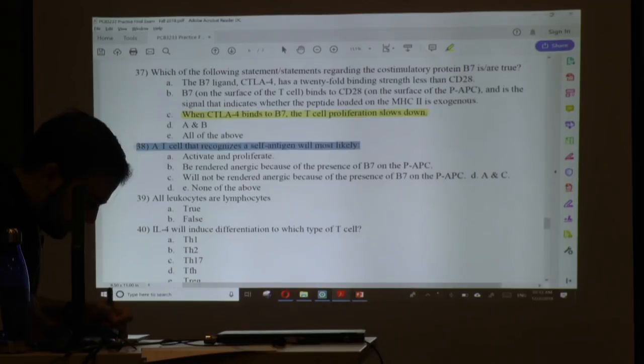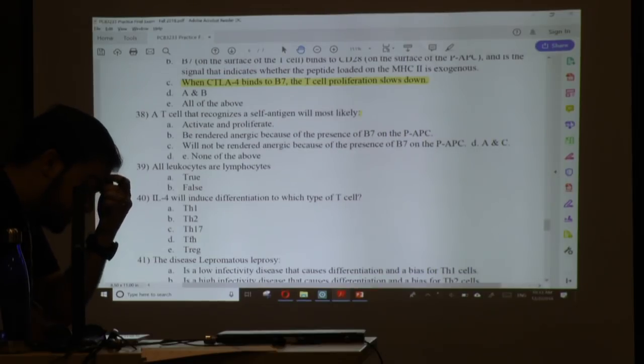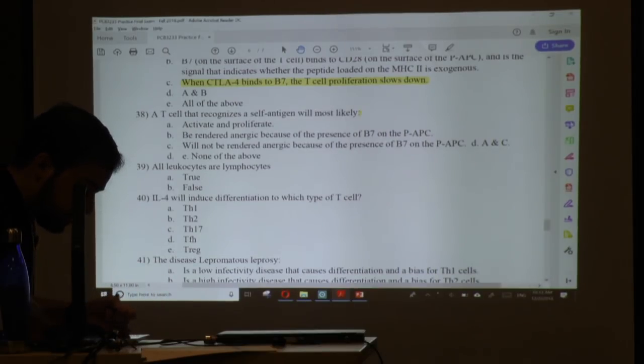Then 38, oh Lord. A T cell that recognizes self-antigen will most likely be rendered anergic because of the, no, B is wrong.